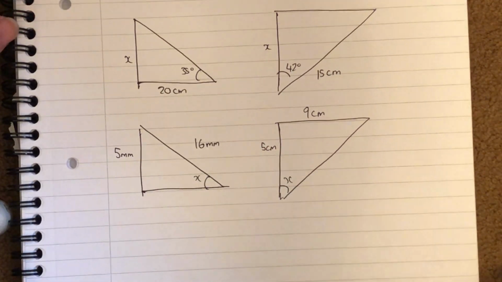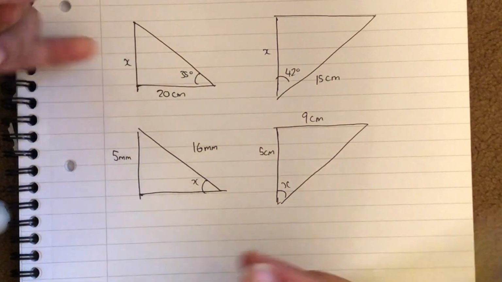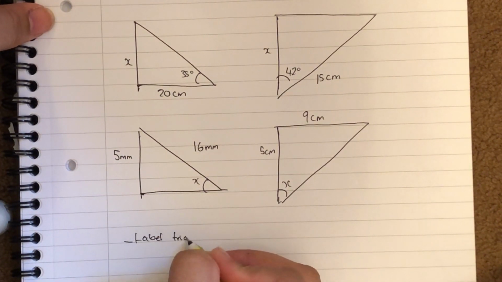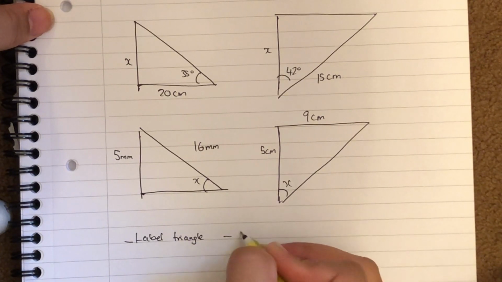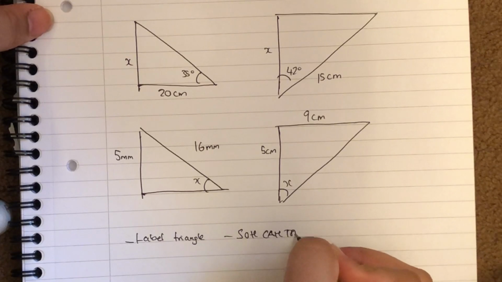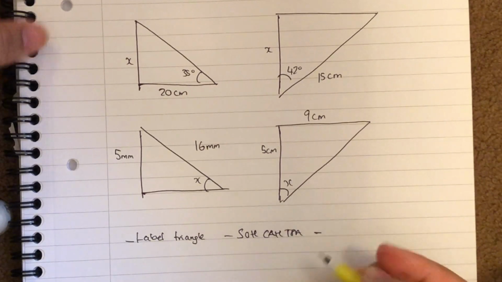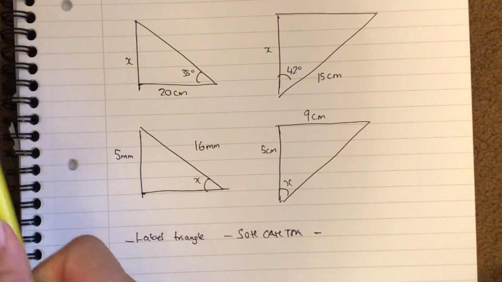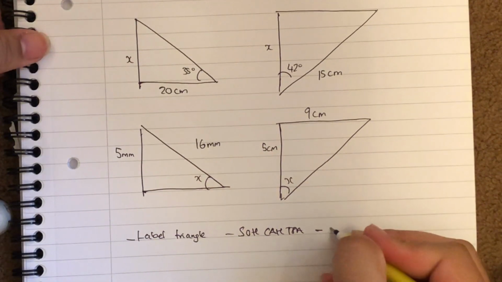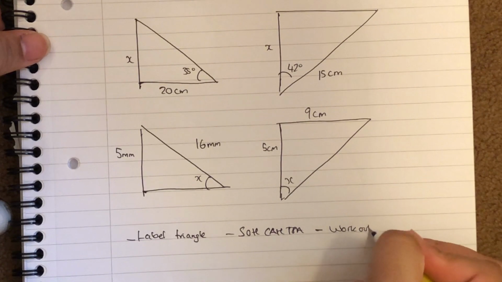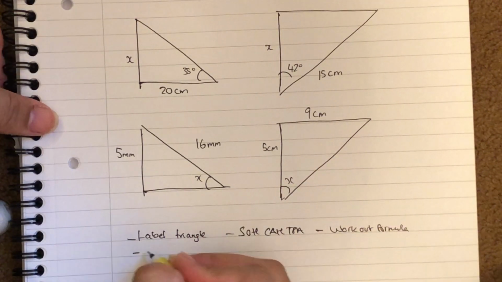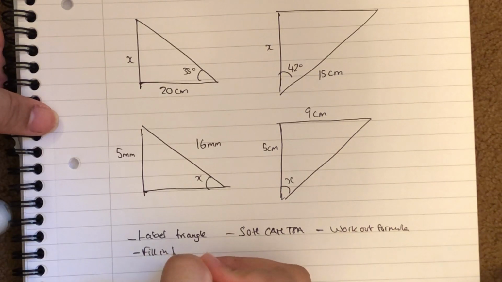So what I want you to do is label your triangle. The second thing you need to do is SOH CAH TOA and cancel out what you've been given. Then, if you're working out a missing angle, use a missing angle formula. If you're working out a missing side, use a missing side formula. Okay, so work out the formula. So always write down your formula. Then you need to substitute your numbers and fill in the formula.